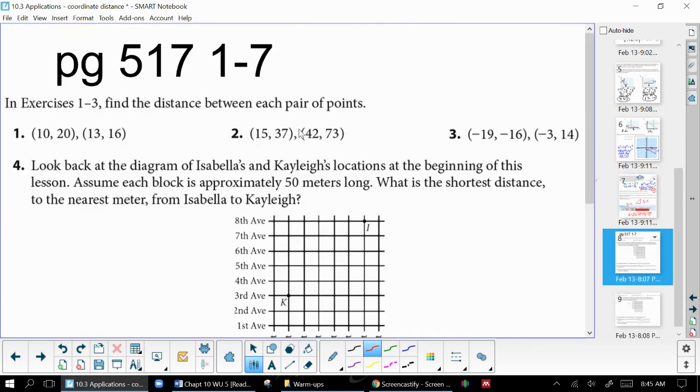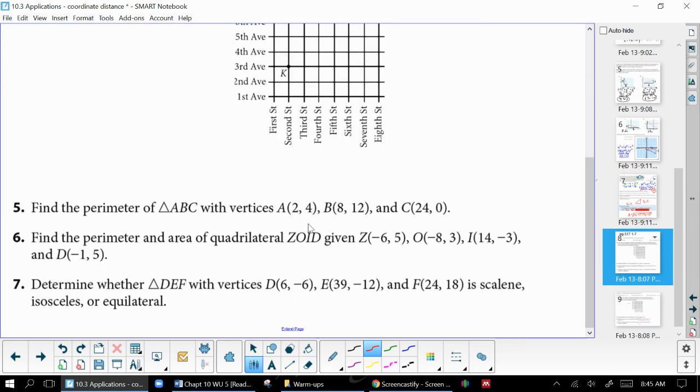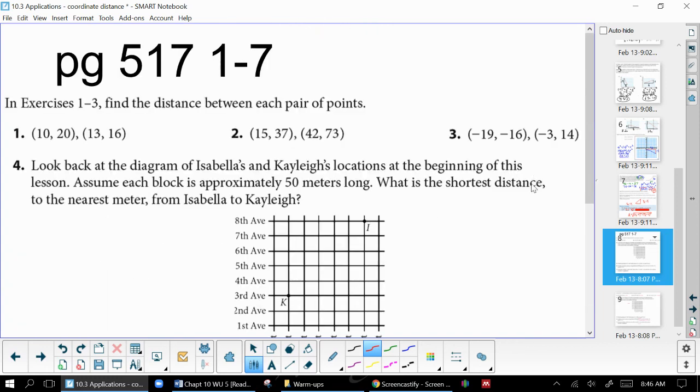So your work today is just going to be page 517, 1 through 7. You've got a couple of questions there where you're just finding the distance between the points. You can use the formula if you'd like. You can also just think of it as the Pythagorean theorem. And then you've got a couple of other questions to apply it. So here you've got a triangle with 3 vertices, and they want you to find the perimeter. Well, if you can find the lengths of the sides, you can find the perimeter, right?